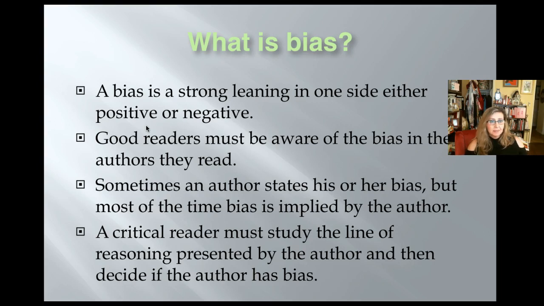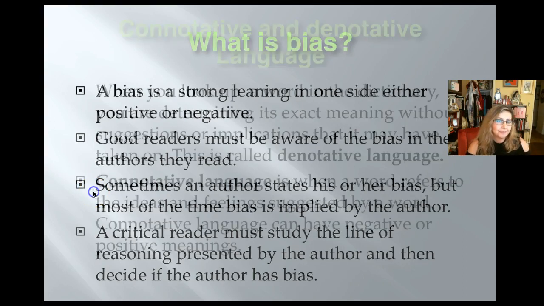A critical reader must study the line of reasoning presented by the author and then decide if the author has bias. Now, if the author does not directly state his or her bias and the bias is implied, it's very dicey, because if it's implied, then you're taking a guess. You're just guessing based on the language and what you see and what you hear. So you don't want to be affirmative and say, yes, I know this is the author's bias, unless the author directly states it. And you don't want to create any other story or scenario on your own about the bias. You just want to stick to whatever you hear and see.